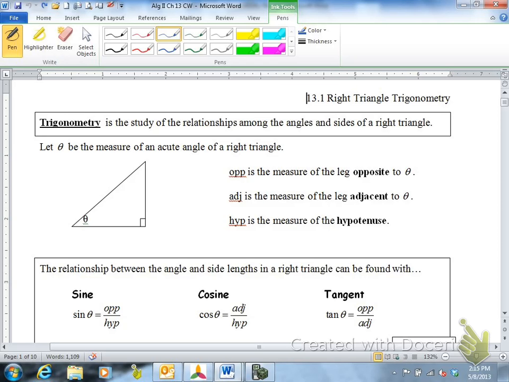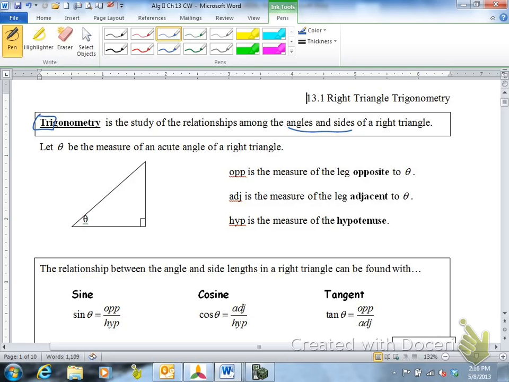And number 3, on standardized tests, college entrance exams like the SAT and the ACT, we'll have questions like this about triangles and trigonometry is what it's called. So those are a couple of the reasons why we study this. Right triangle trigonometry. Trigonometry is the study of relationships among angles and sides of a right triangle.